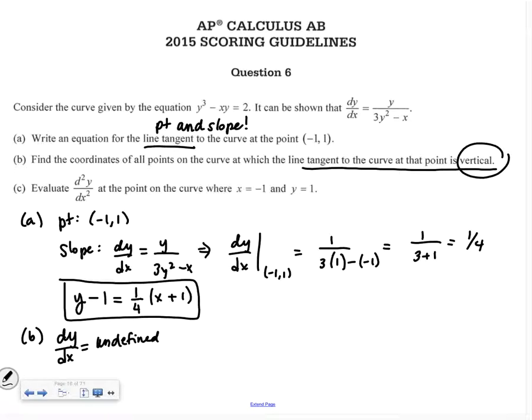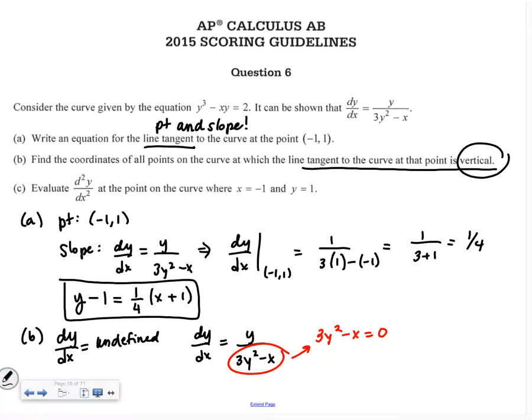Okay, so what we're going to do is look at our point and think about where our denominator is equal to 0, right? That's what's going to make it undefined. Okay, and this is a little bit tricky. It ends up being a system of equations.